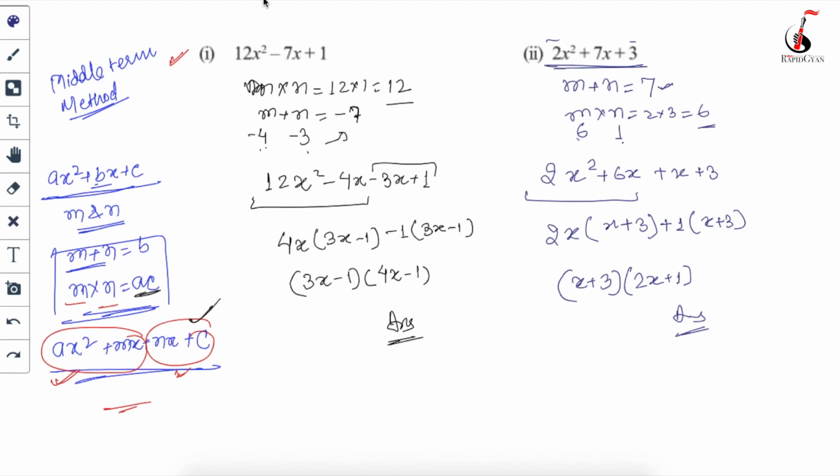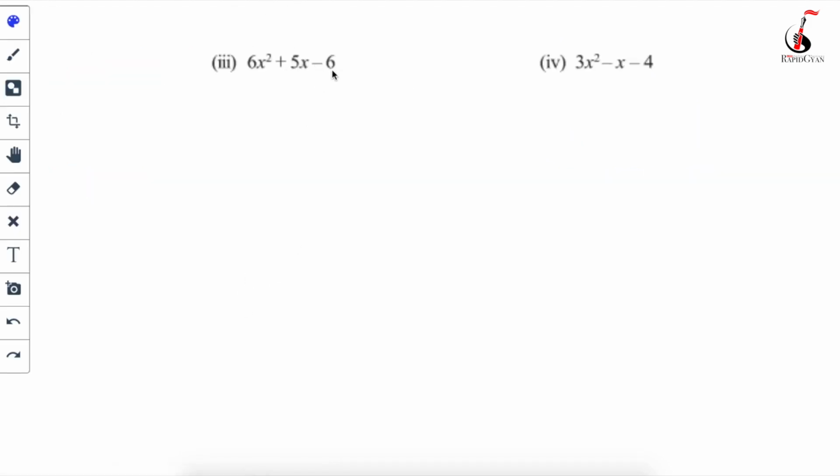Now let's go to the next question. 6x square plus 5x minus 6 means you will have to find two values such that m plus n should be equal to 5 and m multiplied by n should be equal to 6 multiplied by minus 6, which is minus 36. So think, guys, of any numbers such that the sum is 5. Here the addition is positive 5 but the multiplication is negative, it means one number should be positive and the other number should be negative.